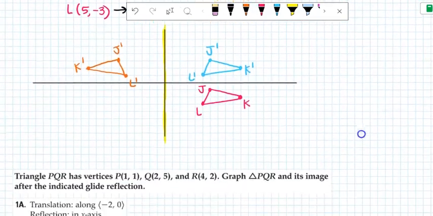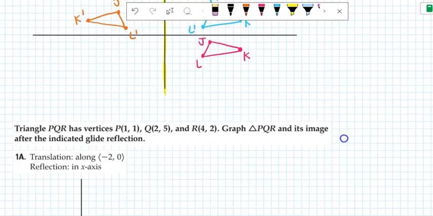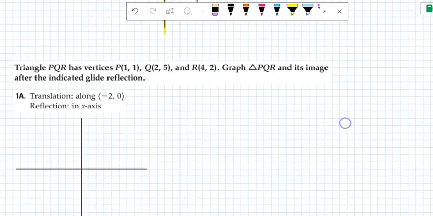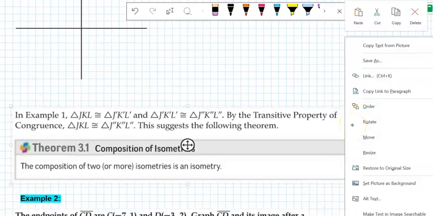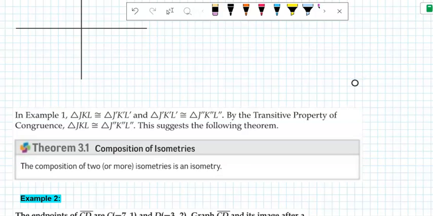Okay, let's keep moving. So we'll save the next one for maybe some practice in class. Okay, move down to this next one.